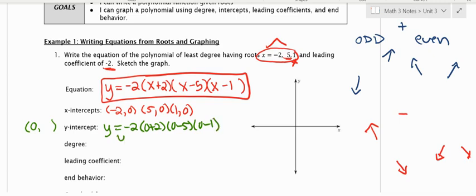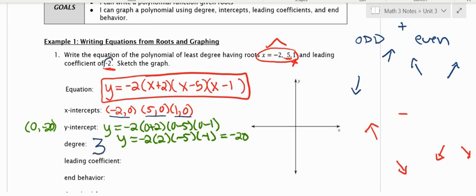You maybe didn't have to write all of that out. It's really just -2 times 2 times -5 times -1. And if I multiply all those out, you're going to end up with your y-intercept, which for this one is going to be -20. So my y-intercept is actually (0, -20). For the degree, I have 3 intercepts, so it's a degree 3.